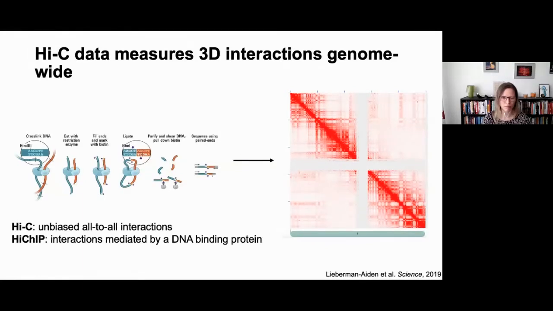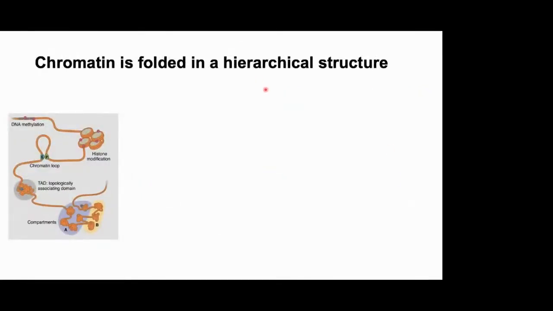A bright red color in this matrix would represent regions that, for example, this region interacting with this region, and so on. Thanks to these technologies, researchers have been able to discover that the genome is folded in a hierarchical structure consisting of chromatin loops, topologically associating domains, and chromatin compartments. In this talk, I'm going to describe what these different structures are, and I'm going to tell you how each of these is disrupted in colorectal cancer.